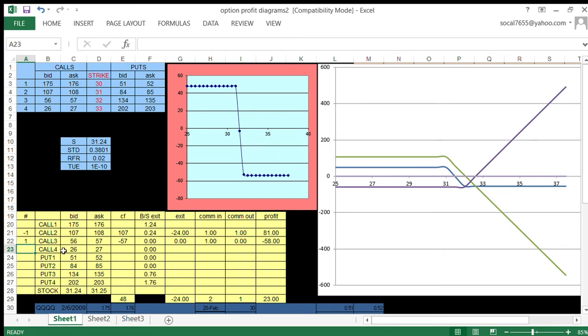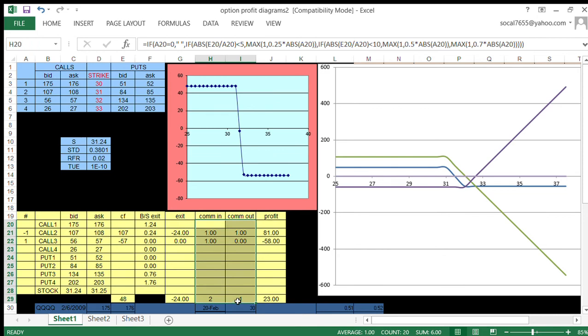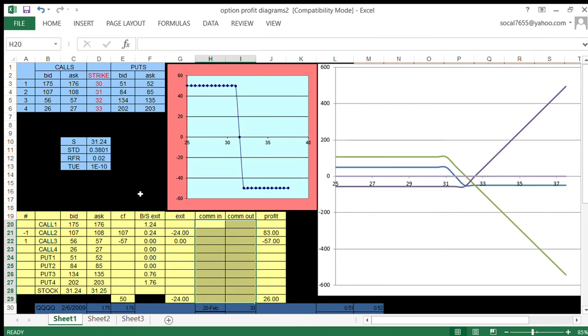We receive 107, we pay 57, and therefore we note that this is a net credit spread. We have $48 coming in. The best that can happen to us here is that we make $48. First of all, let me take out the commissions. Okay, the numbers will change a bit. Now we see it's a $50 net credit spread. Commissions are now out of the analysis. And we see the best thing that can happen to us is we make $50. And the worst that can happen is that we lose $50. Okay, so a defined risk position.